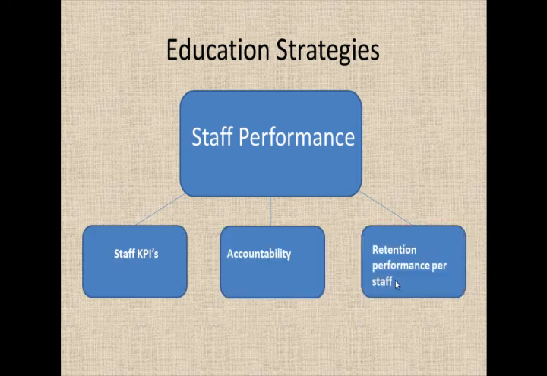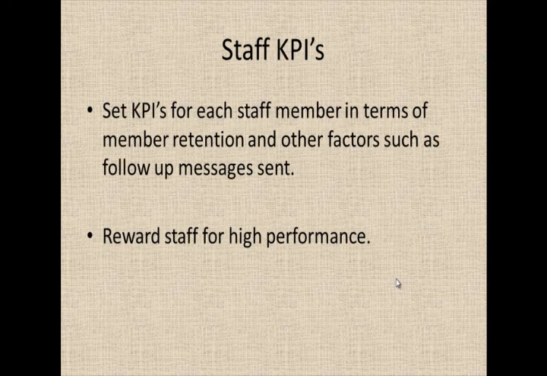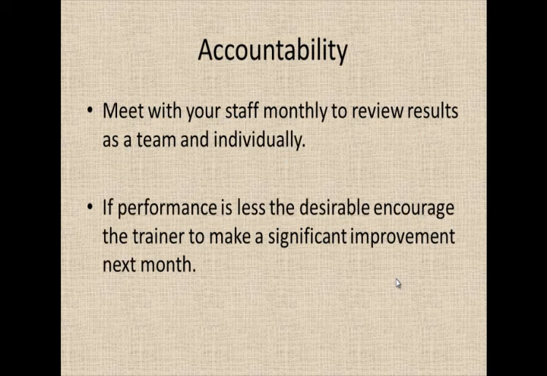Now we've got our final activator in our three strategies here. We've got staff performance, so staff KPIs, staff accountability, retention performance per staff. So staff KPIs. You want to set KPIs for staff each month in terms of member retention and other factors such as follow-up messages sent. Now that's an important one. I recommend tracking the amount of messages sent and received for each trainer each month. You also want to reward staff for high performance and reaching their KPIs.